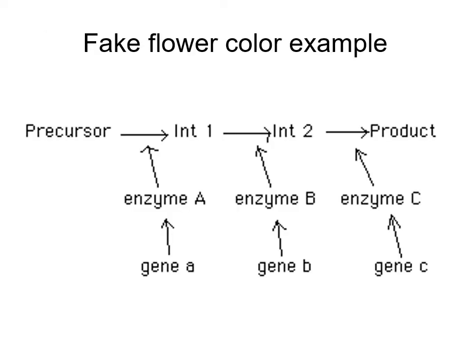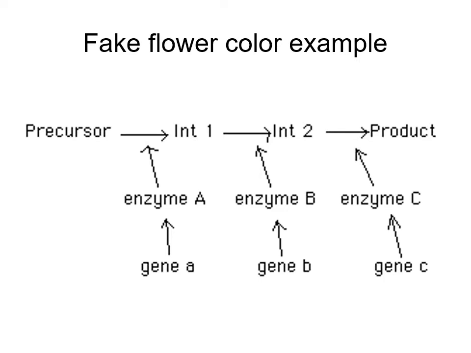So here's my fake flower color example. It illustrates a simple fake pathway where we have a precursor that is converted by means of enzyme 1, encoded by gene A, to one intermediate. The intermediate 1 is acted on, again, by a second enzyme B to produce intermediate 2, and then intermediate 2 is acted on by a third enzyme, enzyme C, to produce a product.